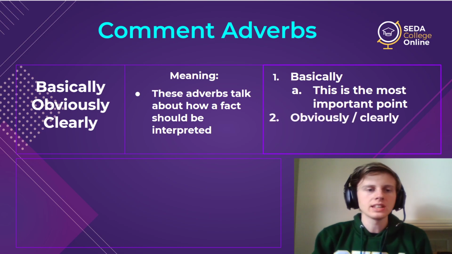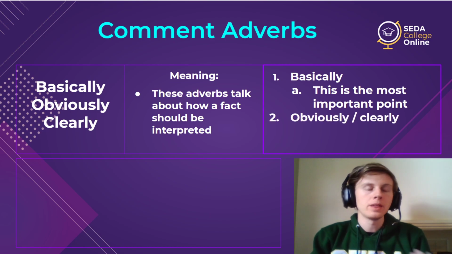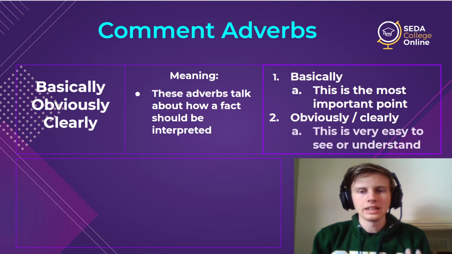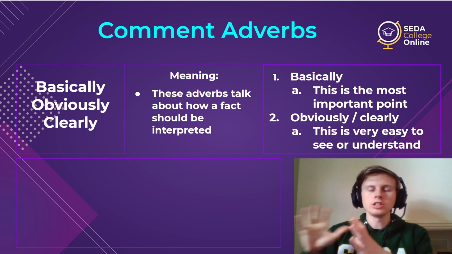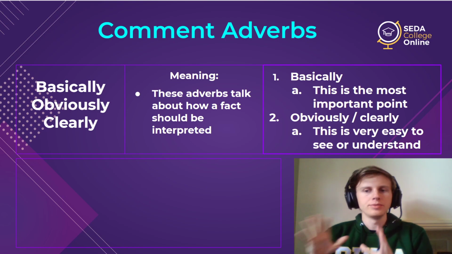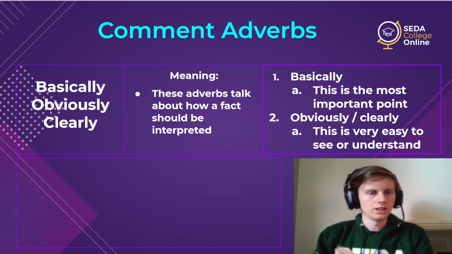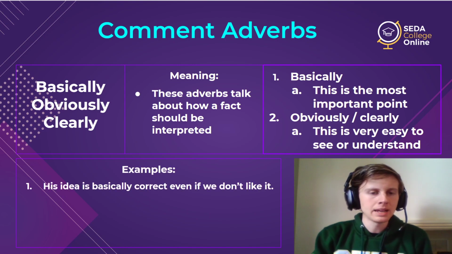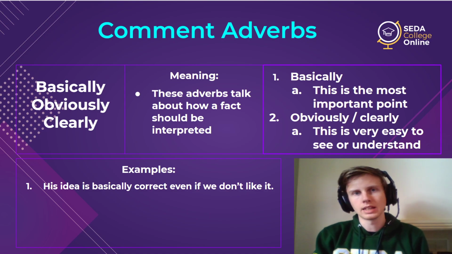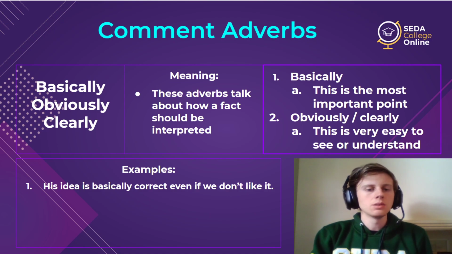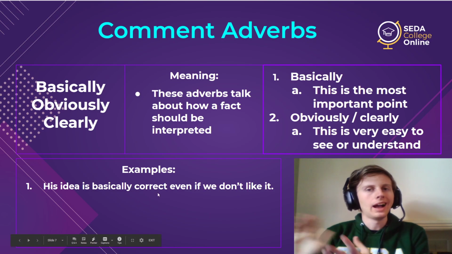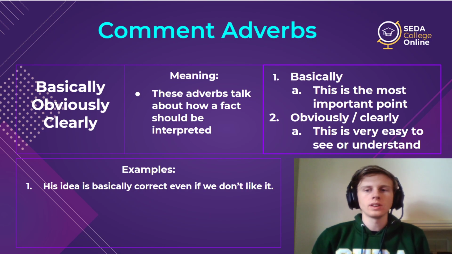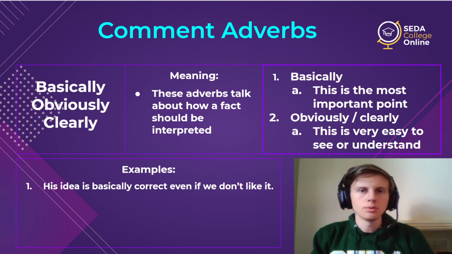Obviously and clearly are synonyms. They're actually really the same idea, the exact same thing. And this one I use to say, this should be incredibly clear. This should be easy to see or understand, no difficulty. So for example, his idea is basically correct, even if we don't like it. So this is the idea where I say, okay, I don't like your idea, but it is correct. So I use basically to say, that's the most important thing.